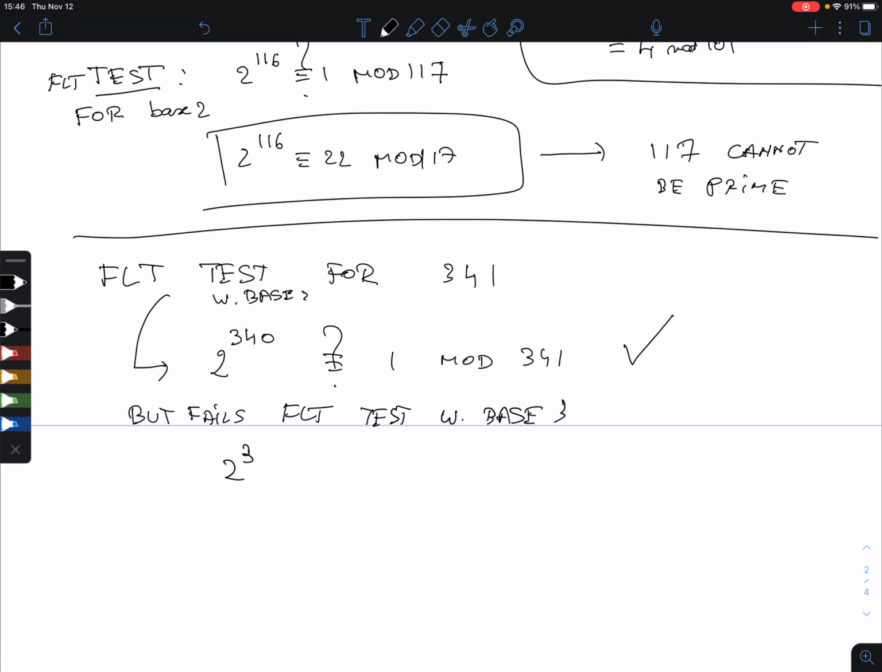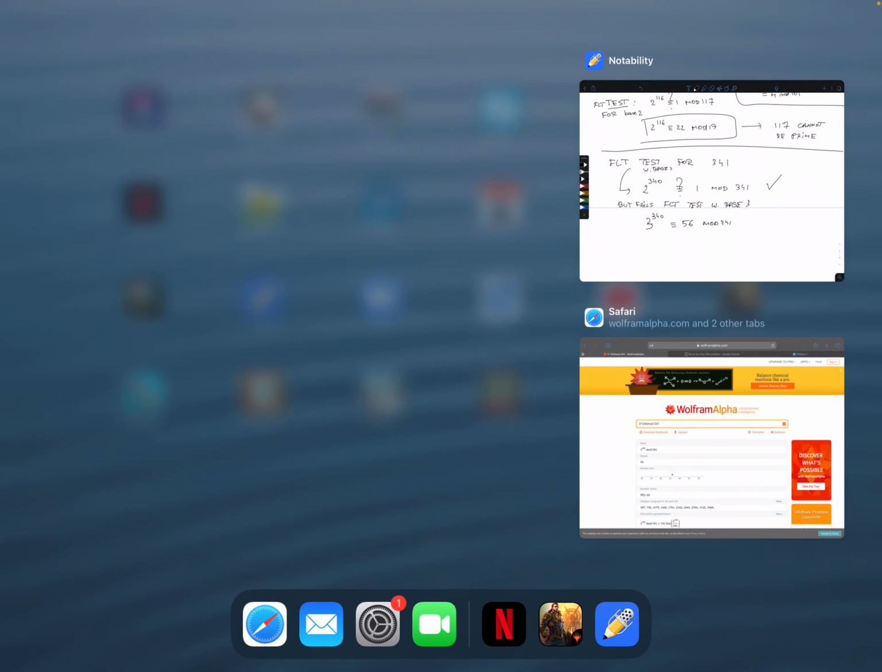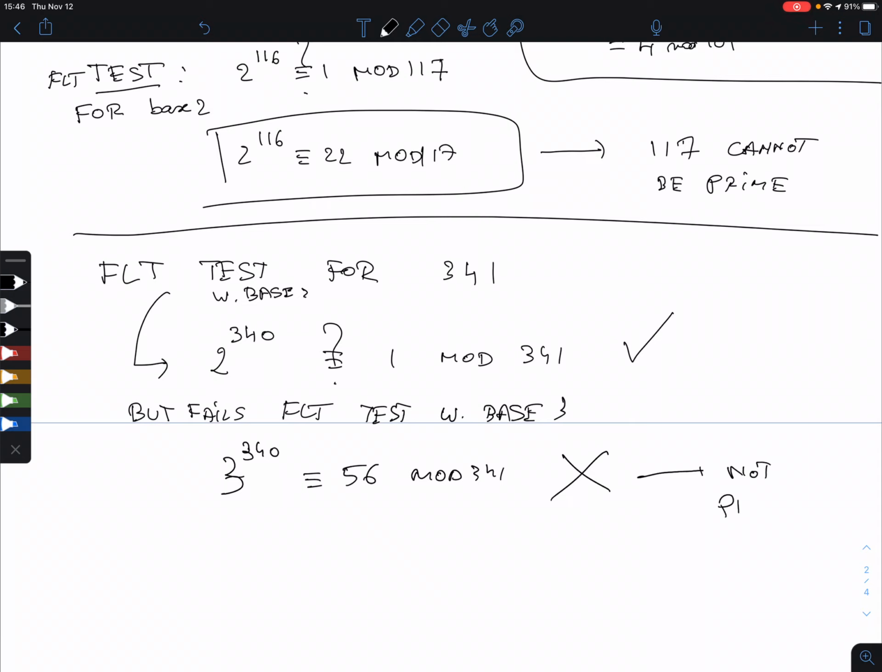Because 3 to the power 340 is equivalent to, what was it, 56? 341, what was it? 56, okay, 56. So it fails it, and therefore it's not a prime. So it seems we have a method of testing a prime. Unfortunately, it doesn't always work. There are numbers that are not prime and pass every FLT test, meaning for every base. And these are called so-called Carmichael numbers.